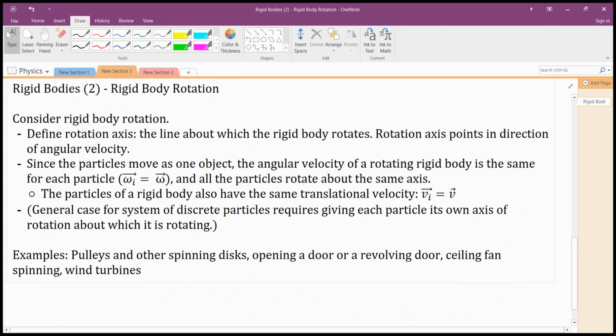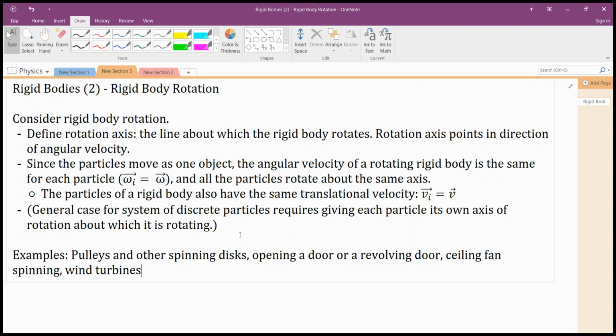But now finally, let's think about examples in the real world of rigid bodies that rotate. It's pretty easy to think of them. Just think of an example of a rigid body and then start making it rotate. And there you go. You have a rigid body rotating. But to give you some specific examples, we have pulleys, for example. They are spinning disks. Other spinning disks are also examples of rigid bodies undergoing rotational motion, rigid body rotation, like a CD player or an old record player, anything.